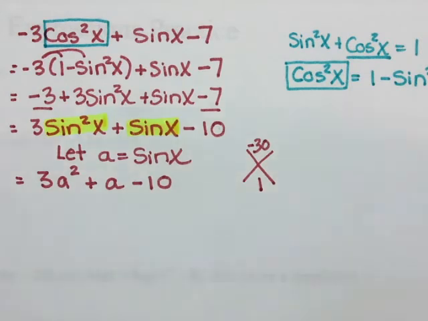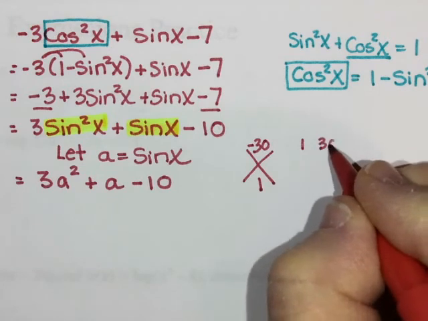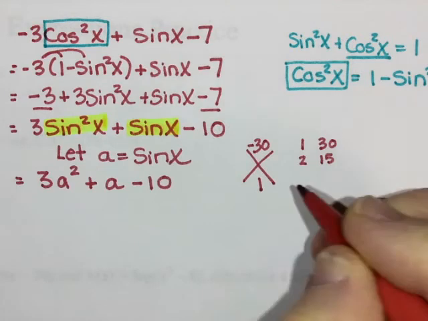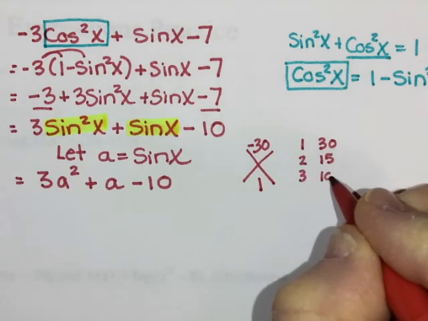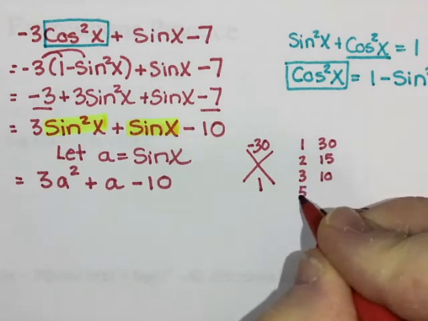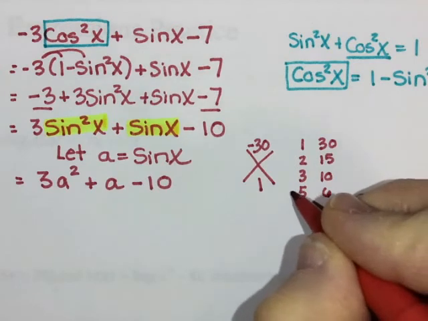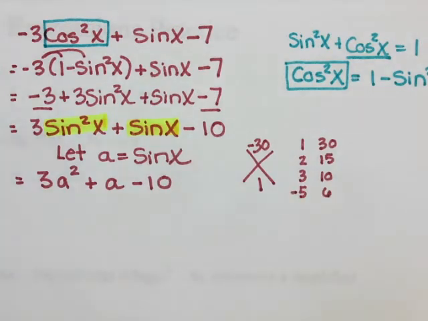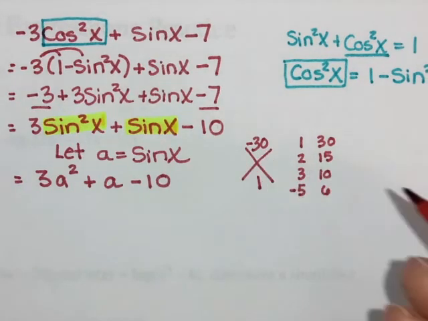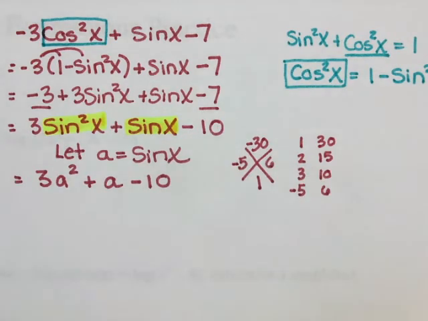All right, things that multiply to 30 would be 1 and 30. I cannot make a 1 out of that. A 2 and a 15, nope. 3 and 10, no. 4 does not divide in evenly. 5 and 6. Okay, if it was positive 6 and negative 5, that would add to 1. And a positive times a negative would make negative 30. So I'm going to go for negative 5 and positive 6.